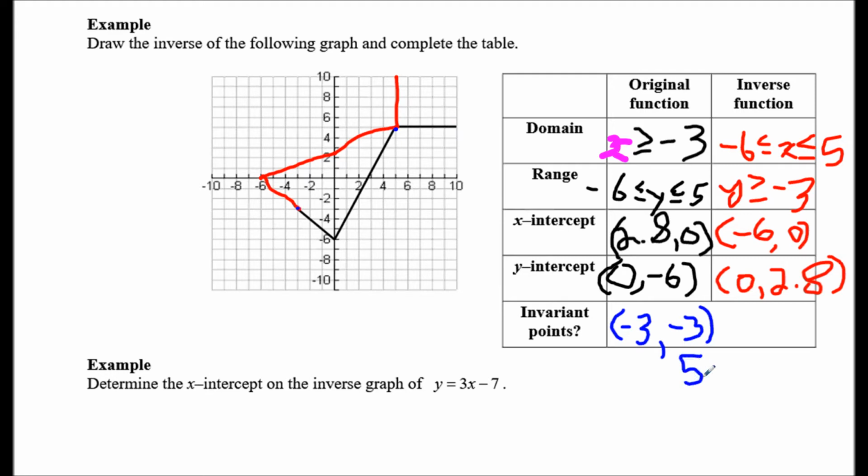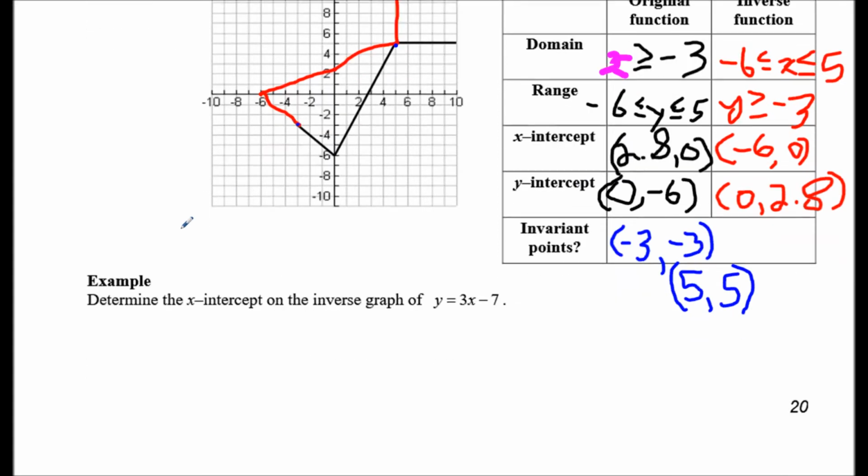Here's what I can tell you about the invariant points on an inverse. They're always going to be where x and y are equal. The answer is always going to be (1, 1), (-12, -12), (17, 17), (pi, pi). Because you're flipping over the line y is equal to x, you're always going to have where y and x are the same number. So the key here is to notice that everything in an inverse swaps.